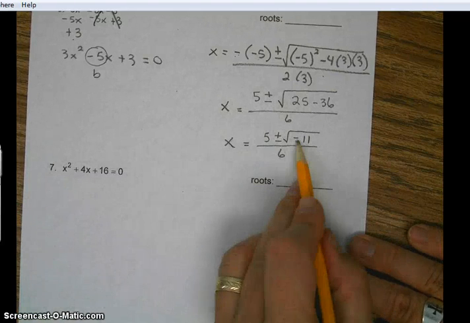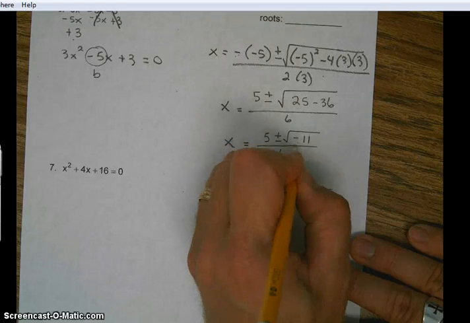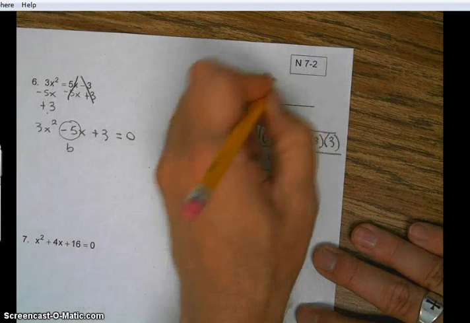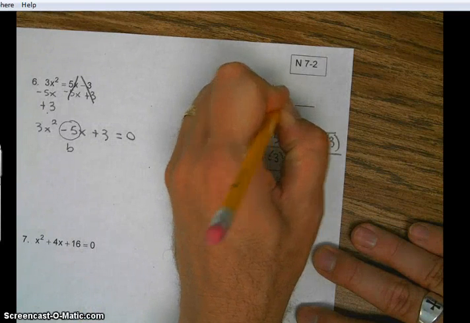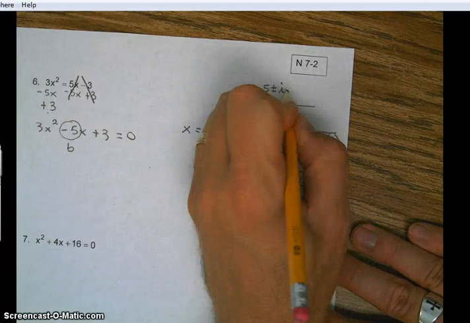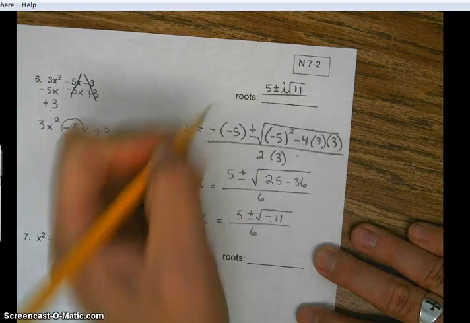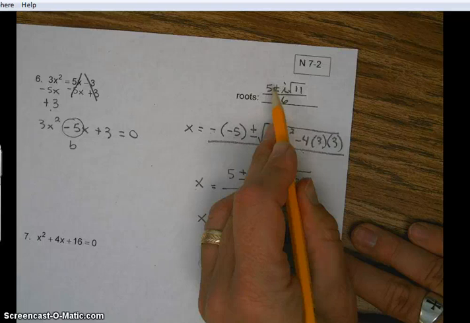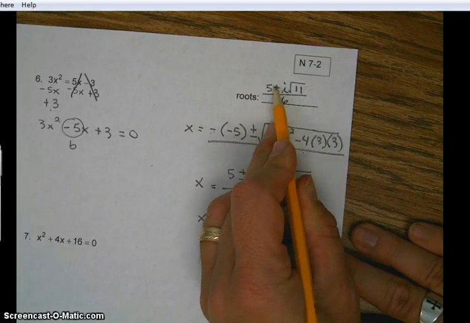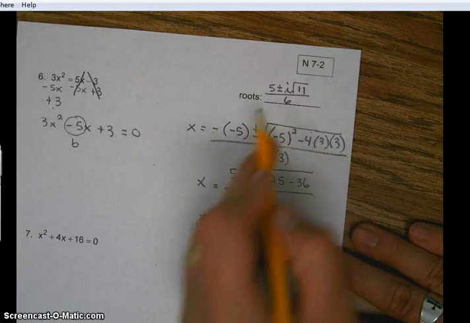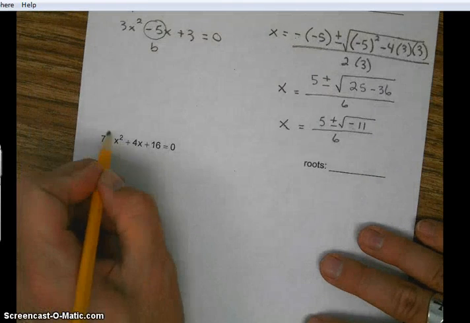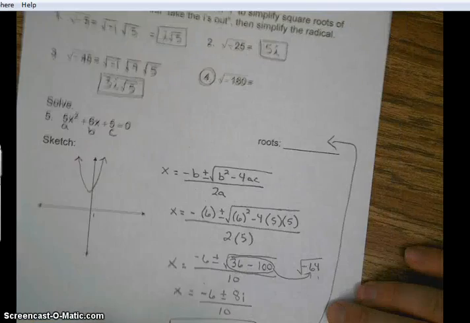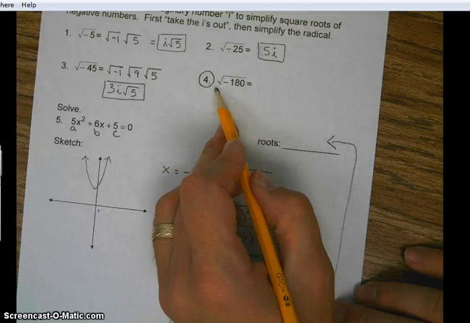Okay, last step, we don't want a negative under the radical, so we're going to make this -1 here into an i. So our answer is going to be 5 plus or minus i, that's for the negative radical 11, over 6. Now there's two solutions here. There's the positive, the plus part, and the minus part. Okay, so I'm going to save number 7 for you to do. So tomorrow I'll be checking your roots for number 7, and I'll be checking your simplified radical for number 4.